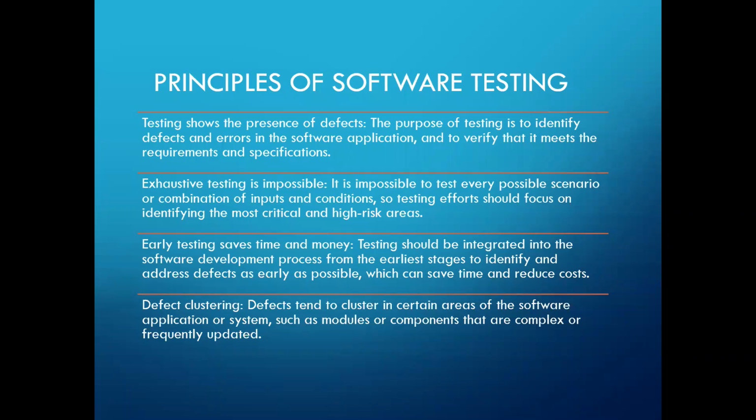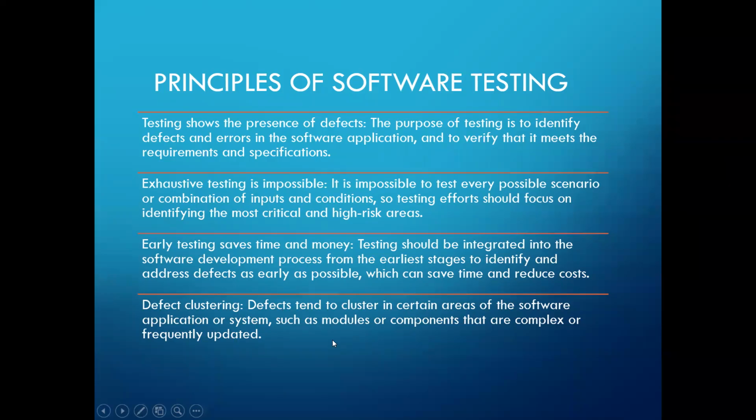The principle says early testing would save your time. When we have requirements written by the customer, or business requirements derived from customers, testers should be involved from the initial phases itself. We can go through the requirements and identify the issues there, saving time because the defects will not flow into design and development, and we need not test for the same defects later. So testing should be integrated into the software development process from the earliest stage, to identify and address defects as early as possible, which saves time and reduces cost. So early testing saves time and money. This is the third principle.